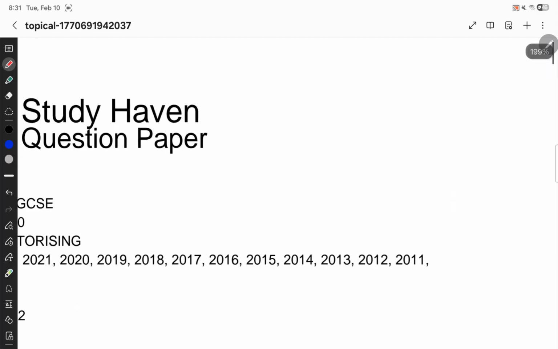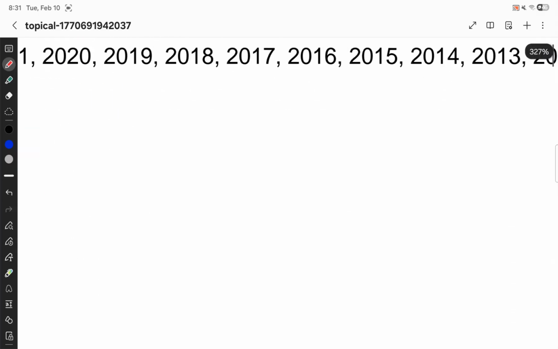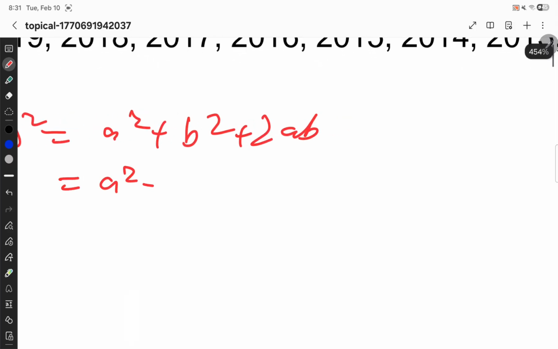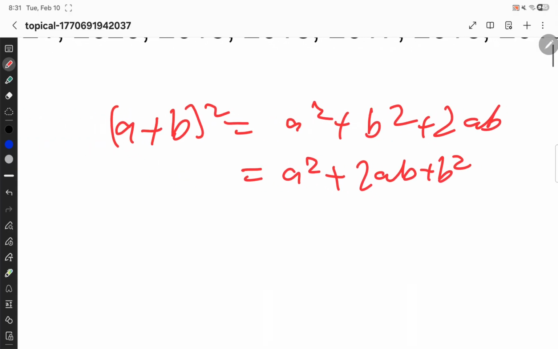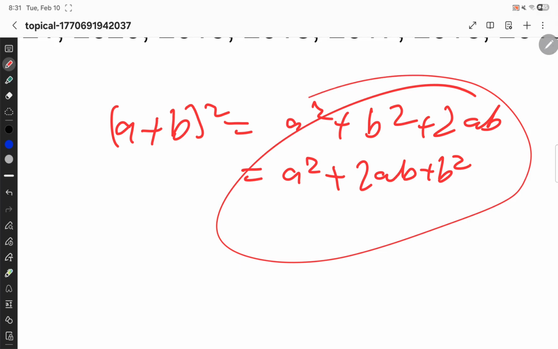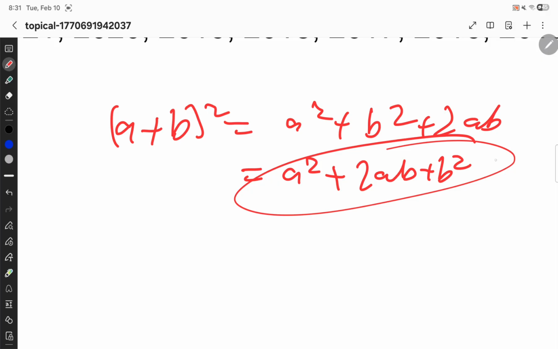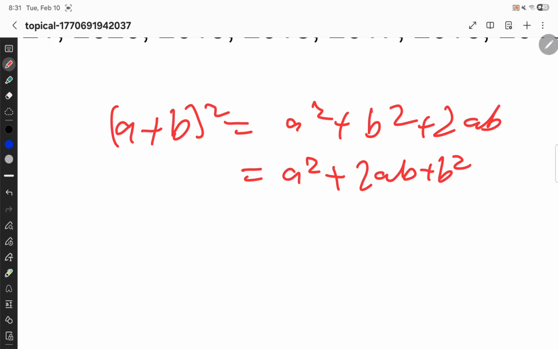Moving on to the identities now. Now there are 3 identities. Okay, the first two being the square of a sum and the square of a difference. Okay, the square of a sum is as follows, equals a squared plus b squared plus 2ab. You might also remember it as 2ab plus b squared. Okay, these two are the same. Okay, remember. If one reads it in this fashion and another one reads it in this fashion, they both are the same. Okay, remember.